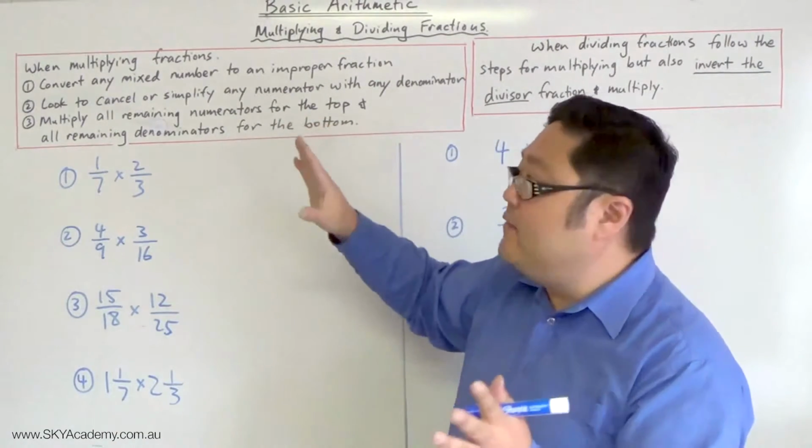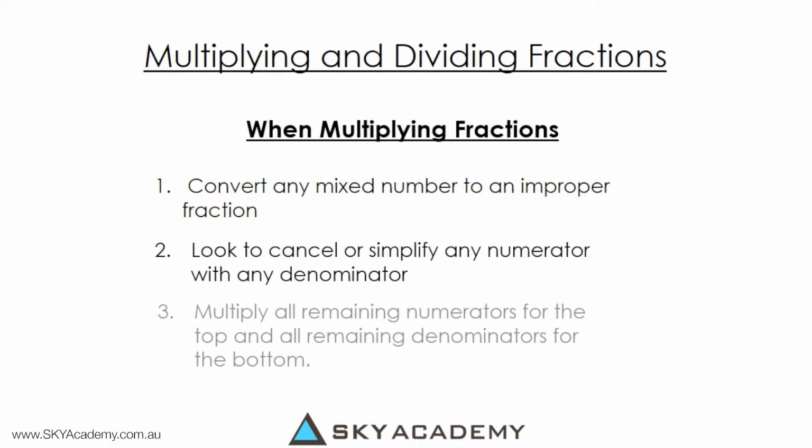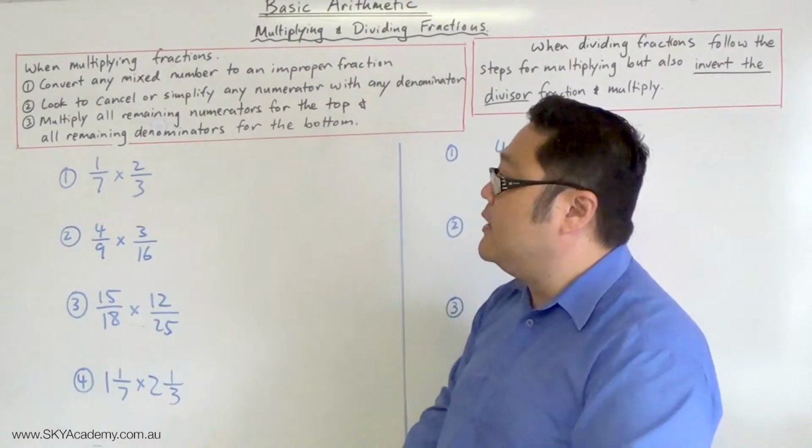And then whatever's remaining on the top and on the bottom, you multiply the numerators for the top number. So you multiply the tops with tops to get the top number, and the bottoms with bottoms to get the bottom number. Okay, let me do an example with you.